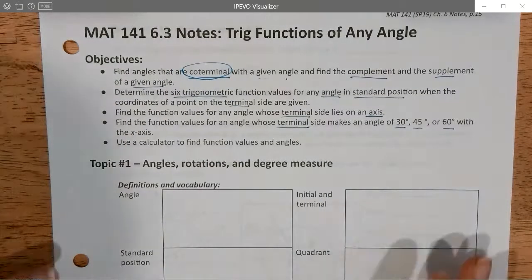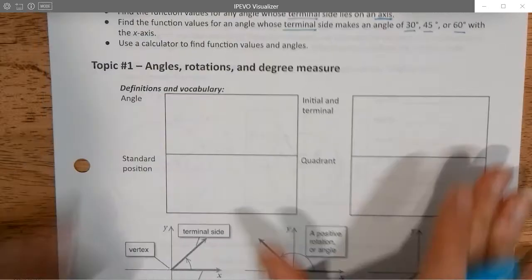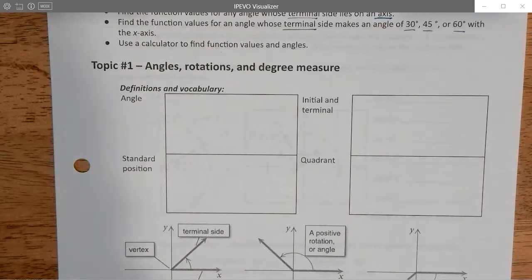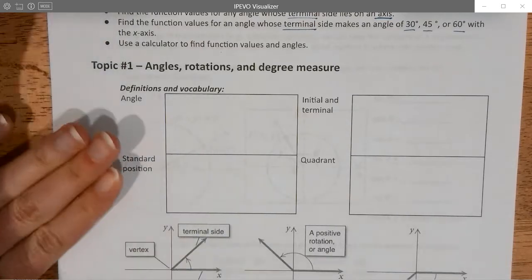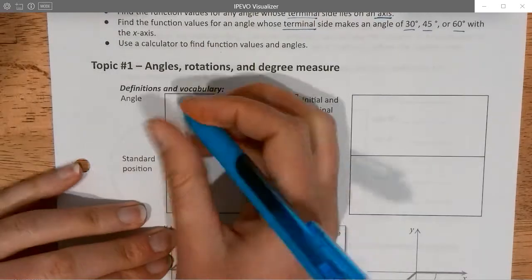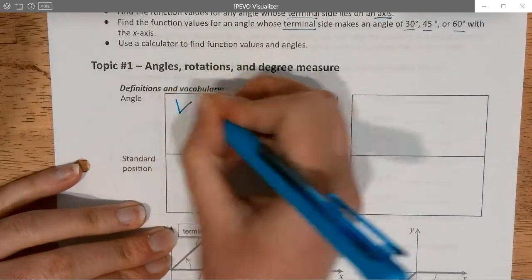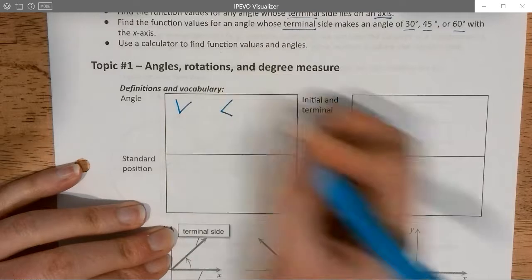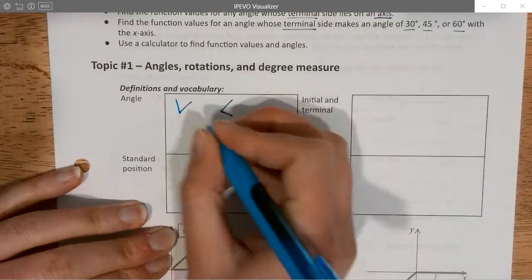Let's see what we got first. Topic 1, angles, rotations, and degree measure. So some vocabulary. Angle. Angle, standard position. All right. So I can draw angles in a variety of ways. So I could draw an angle, the same angle, in a variety of different orientations.